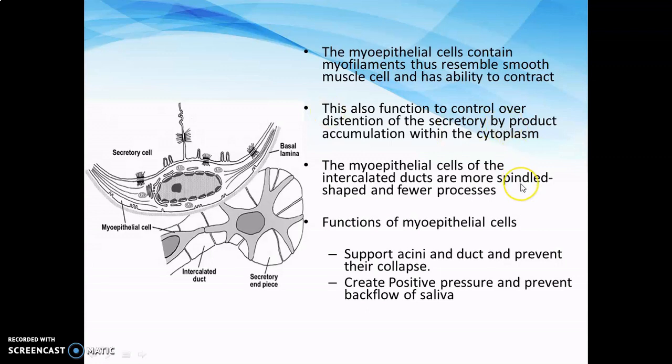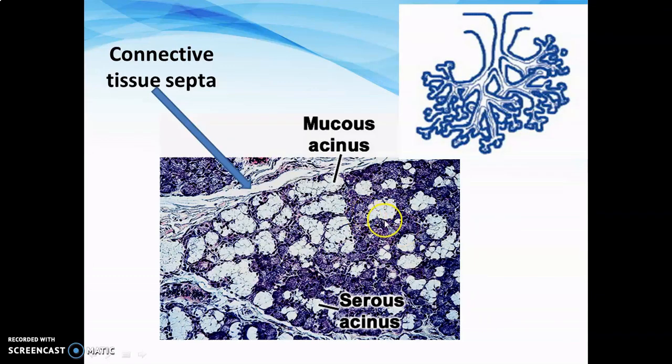The contraction of these cells causes the passage of saliva secreted from the acini outwards towards the duct and towards the oral cavity. And also they support the acini and the duct and prevent their collapse, create a positive pressure and prevent the backflow of saliva.